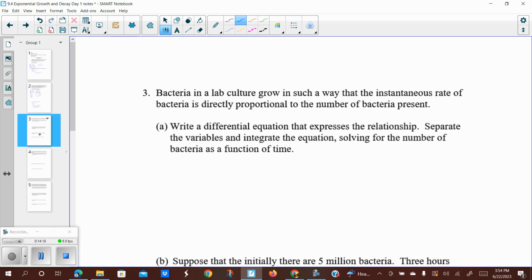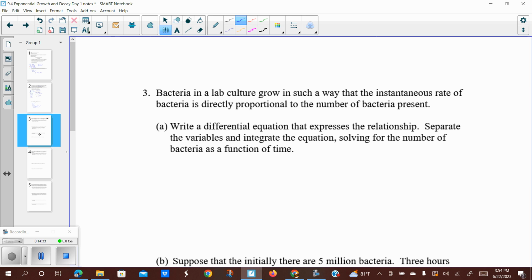All right, so number 3. Bacteria in a lab culture grows in such a way that the instantaneous rate of bacteria is directly proportional to the number of bacteria present. Write a differential equation that expresses the relationship, separate the variables, and integrate the equation, solving for the number of bacteria as a function of time.